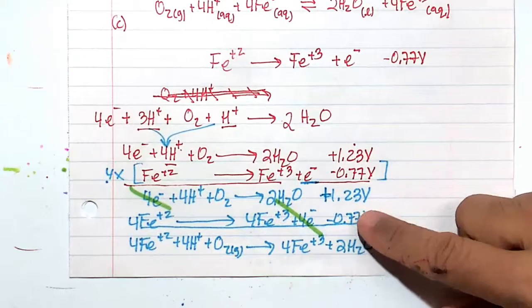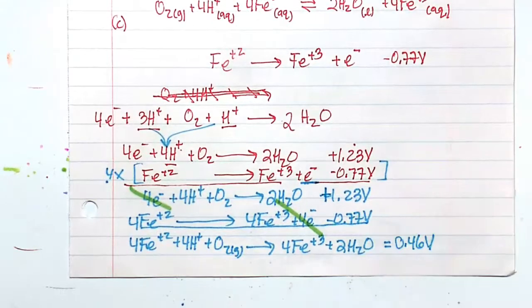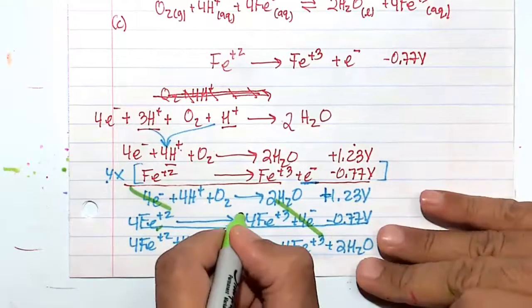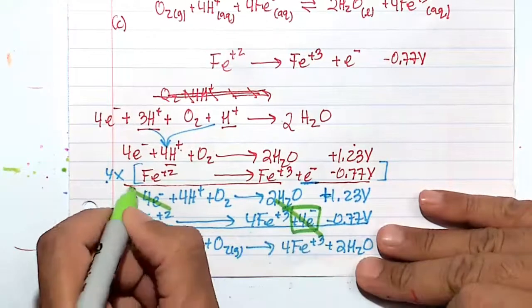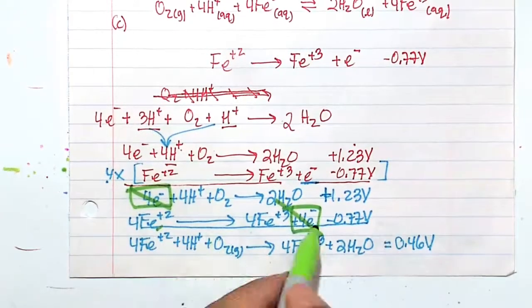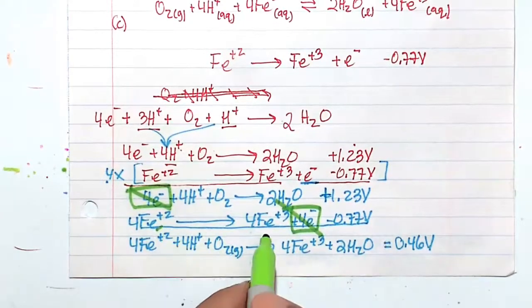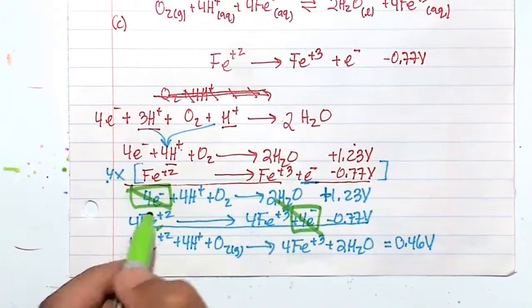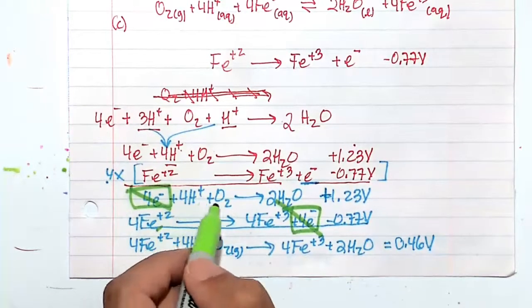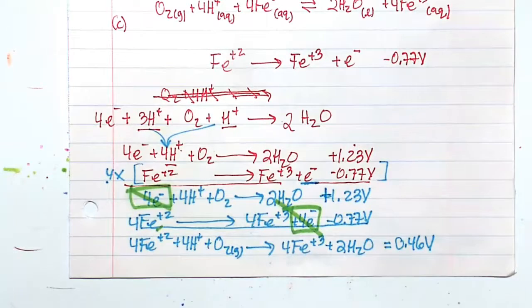It's a 4-electron transfer reaction. 4 electrons get transferred. 4 electrons get lost by Fe plus 2 to become Fe plus 3. Those 4 electrons are gained by hydrogen ion and oxygen to give us water. So now let's figure out the delta G and the Kc for this reaction.